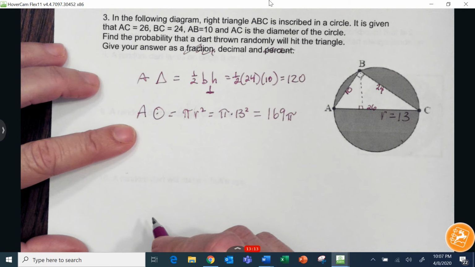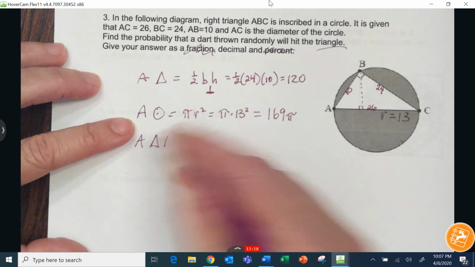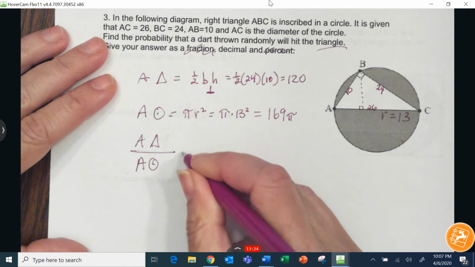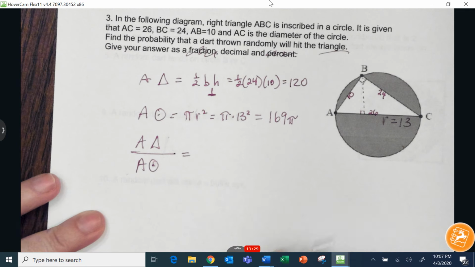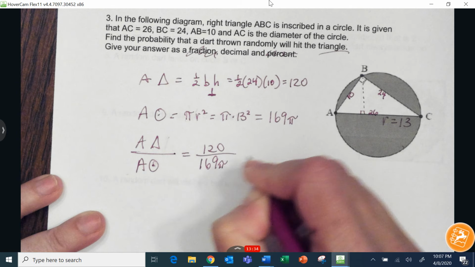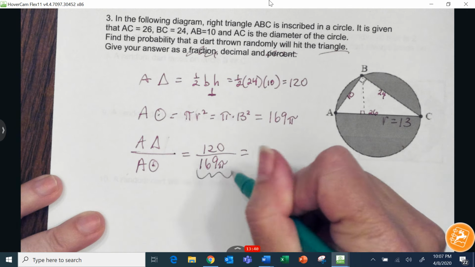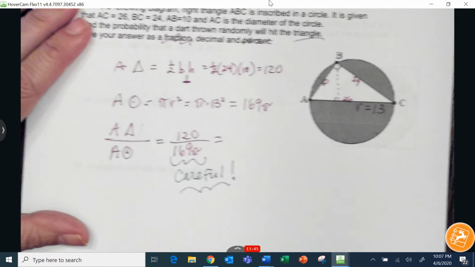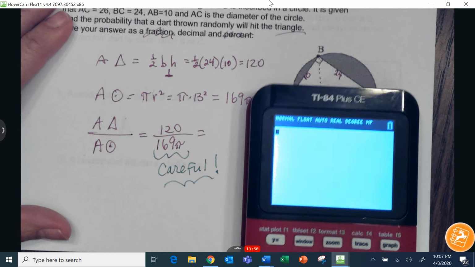Now the chances that we'll hit the triangle, so we're going to put the area of the triangle, and divide that by the area of the circle. So the area of the triangle, we have 120. The area of the circle, 169 pi. And we're going to type that in our calculator. When we type this in the calculator, we have to be careful. I see all kinds of students make mistakes by typing this in, and I'm going to show you what happens.